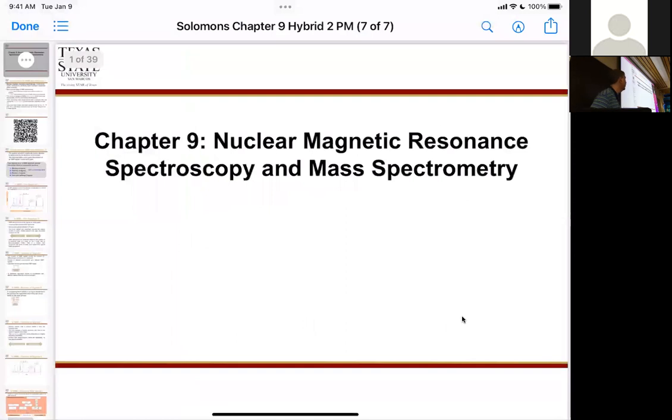So now we're going to move on to chapter 9. Okay. So what we're going to talk about today is nuclear magnetic resonance spectroscopy.